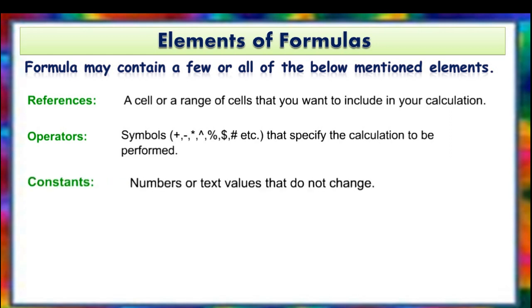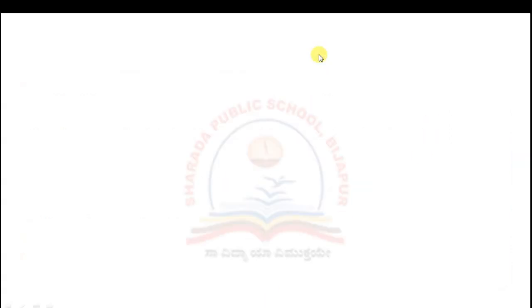Constants. Constants are the numbers or text values that do not change. Functions. Functions are the predefined formulas in Excel. Children, let's understand the elements of formulas using one example.